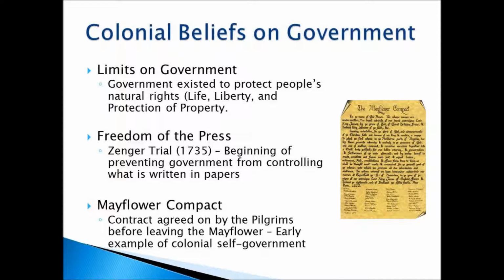The freedom of the press, the Zenger trial. Just make sure you have an idea about it. It's the beginning of preventing government from controlling what was written in the papers. This is basically the early freedom of the press.